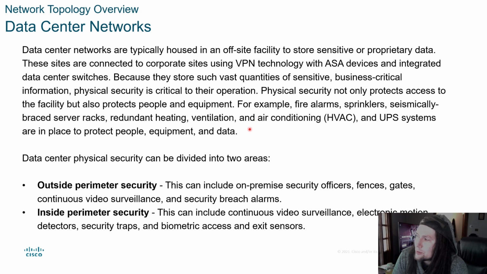For example, fire alarm sprinklers, seismically braced server racks, redundant heating, ventilation, and air conditioning, and UPS systems are in place to protect people, equipment, and data. Data center physical security can be divided into two ways: outside perimeter security and inside perimeter security. Outside can include on-premise security guards, fences, gates, video surveillance, and breach alarms. Inside is going to provide continuous video surveillance, electronic motion detectors, security traps, and biometric access and exit sensors.